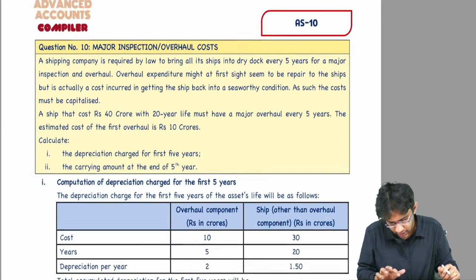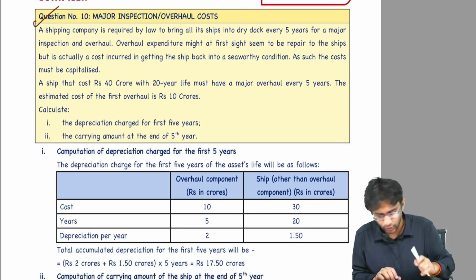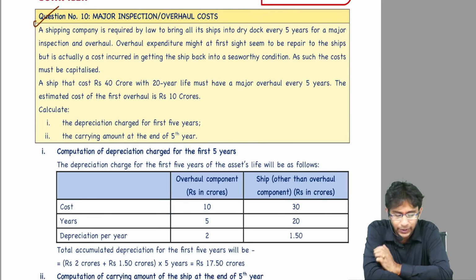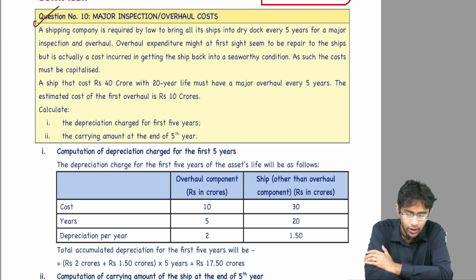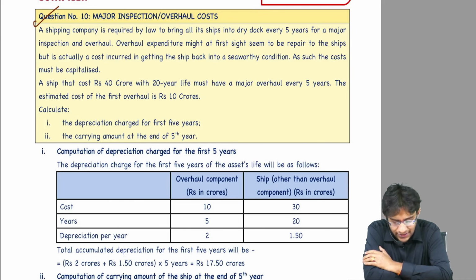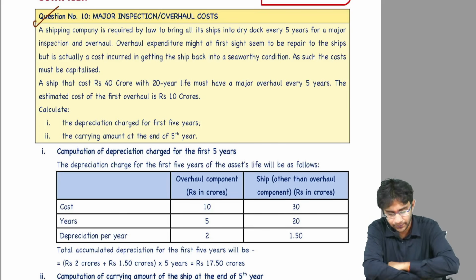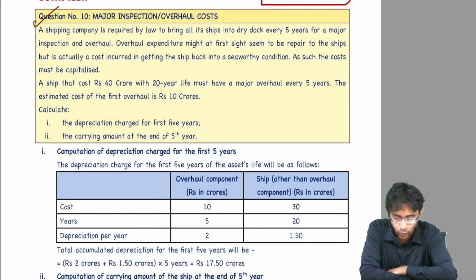So the tenth one. Easy question only. Read carefully. A shipping company is required by law to bring all its ships into dry dock every 5 years for a major inspection and overhaul. Overhaul expenditure might at first sight seem to be repair to the ships, but it is actually a cost incurred to get the ship back into a seaworthy condition. As such, the cost must be capitalized. This is the principle of the standard, that anyway we know the overall cost must be capitalized. A ship that cost 40 crores with a 20-year life must have a major overhaul every 5 years.